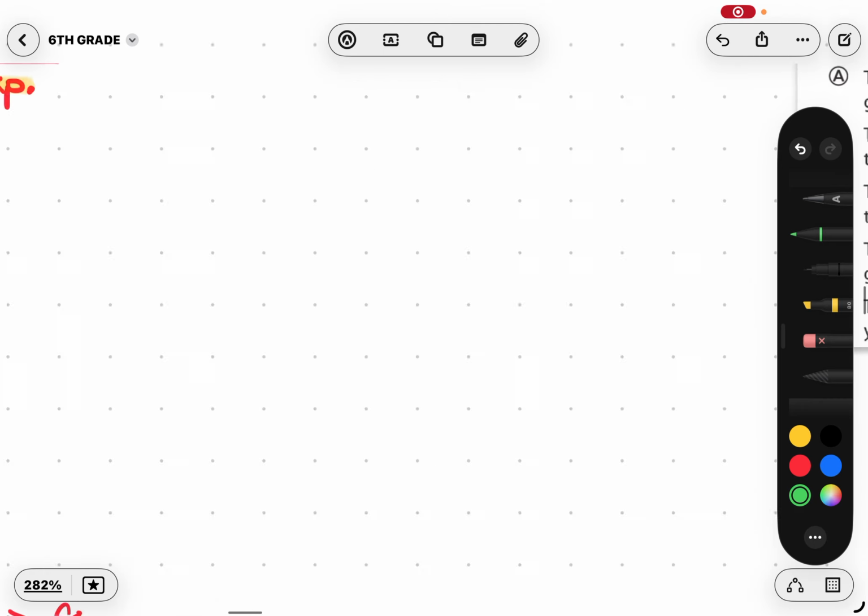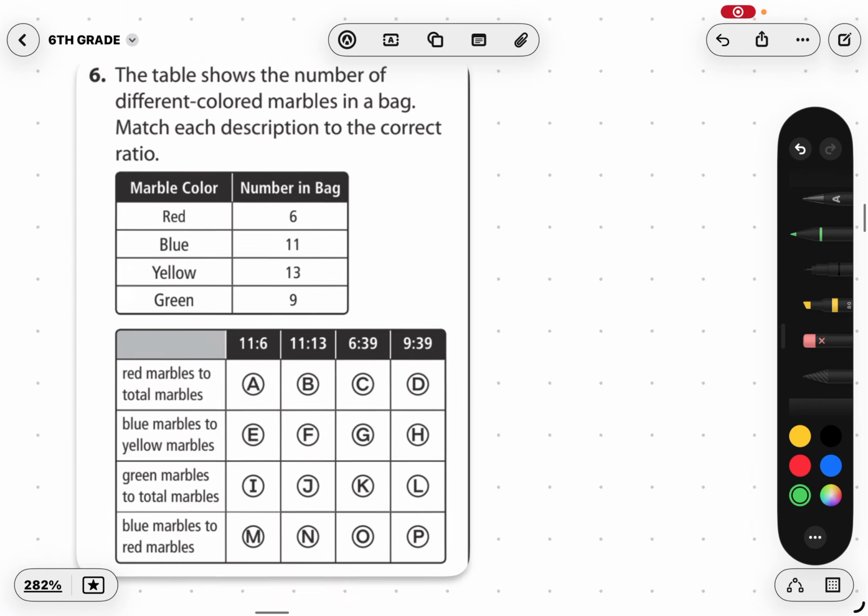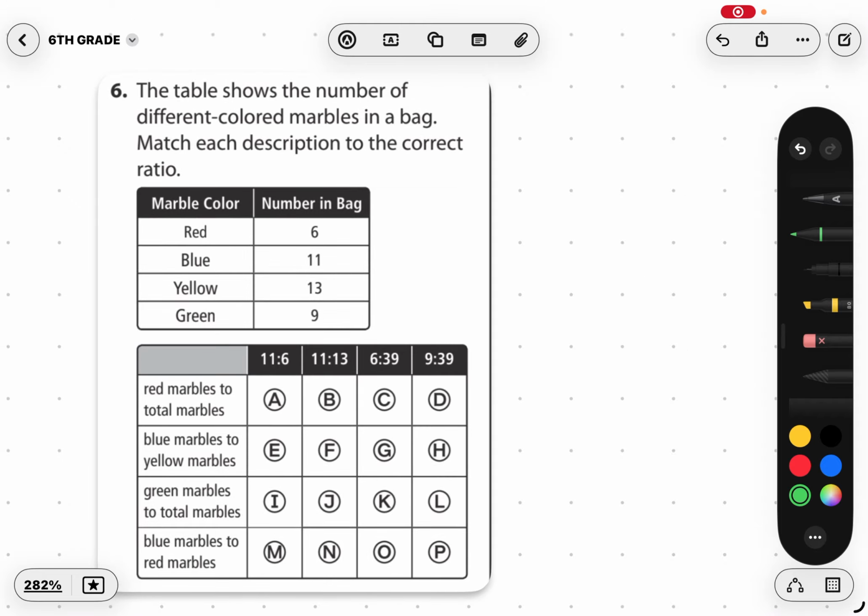All right, let's take a look at one more question. Let's take a look at number 6. It says the table shows the number of different colored marbles in a bag. Match each description to the correct ratio. So we got red, blue, yellow, and green, and they didn't give us a total. Once again, if you look, two of them say total. So we're going to need to add these numbers up, okay?